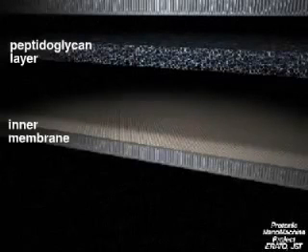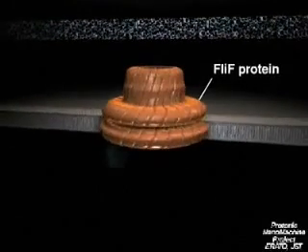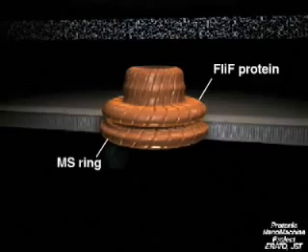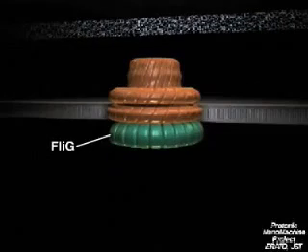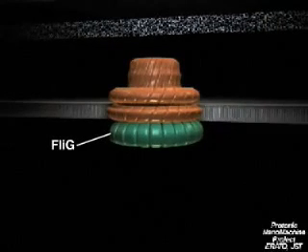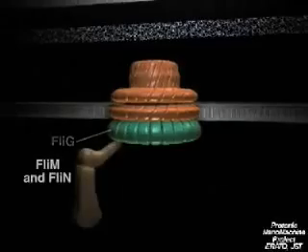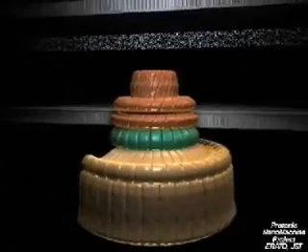Flagella begin their assembly with structures in the inner membrane. 26 subunits of an integral membrane protein called FliF come together in the plasma membrane to form the MS ring. The FliG proteins assemble under the MS ring. FliG, along with FliM and FliN proteins, make up the rotor.